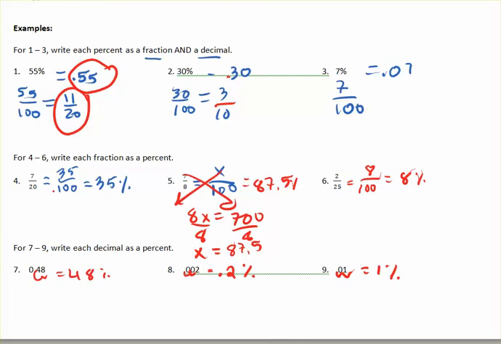And then finally, for 7, 8, and 9, I'm going to write each decimal as a percent, and I'm going to use my trick, which means I'm going to move my decimal to the right 2 places. Or again, you could think of, what does 48 hundredths look like? It's 48 out of 100. It's 48%. 2 thousandths is 0.2%. It's 2/10 of a percent. And then 0.01, 100th, is 1%.